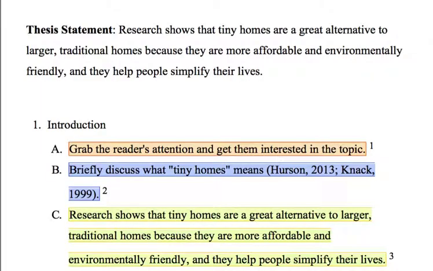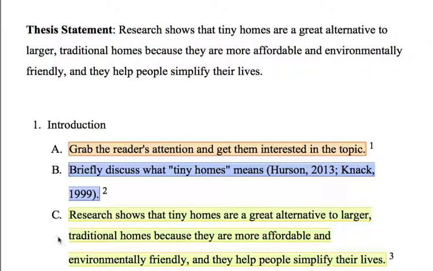Hello, class. I wanted to take a moment to point out a few of the differences between the outline that you may wish to create and the outline that is required in the rubric. So this example is in our module reading. It's actually on page 19 if you had downloaded your e-text as a PDF. And it shows at the beginning the thesis statement.